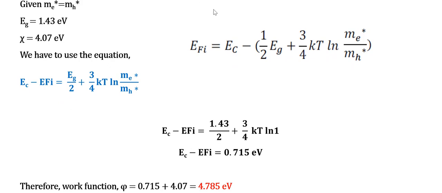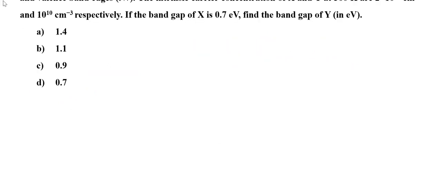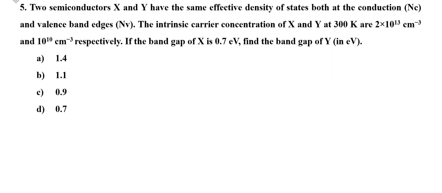So next is: two semiconductors X and Y have the same effective density of states, that is Nc and Nv are the same. The intrinsic carrier concentrations of these two, X and Y, at 300 Kelvin are 2 into 10 power 13 and 10 power 10 respectively. So if the band gap of X is given as 0.7, then you have to find the band gap of Y. So Nc is equal to Nv is given.